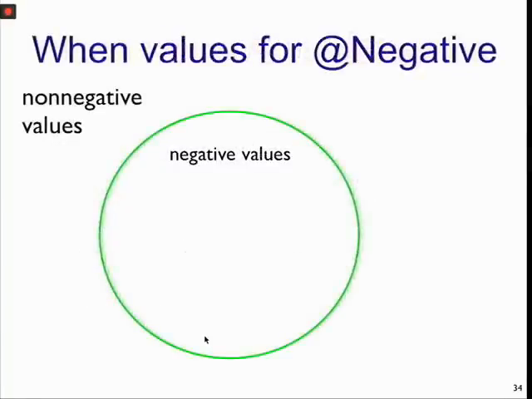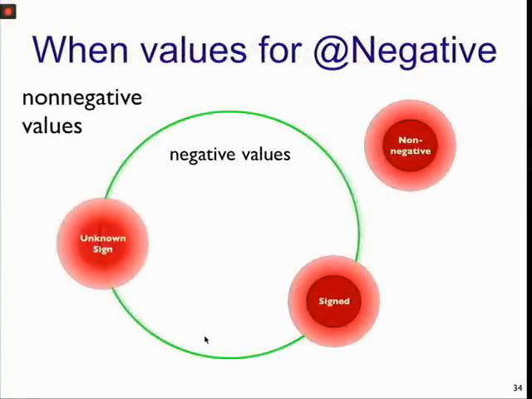I'm showing that to you with the pictures. We have the universe of negative values. Non-negative values are the ones that are definitely outside it. Signed, we know that this location can have values that are both negative and not negative. Unknown sign, we don't know anything definitively.